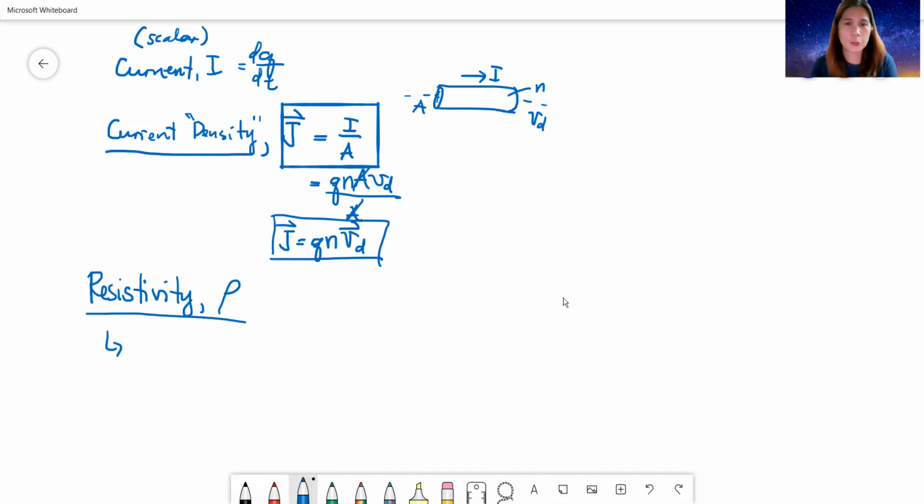The unit is ampere per square meter. That's the SI unit, the international system.